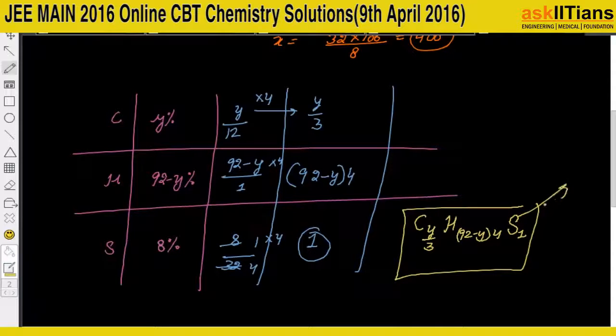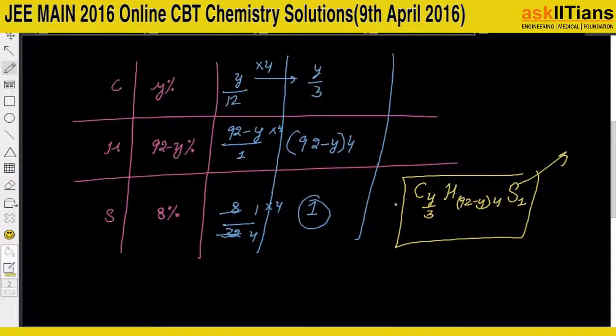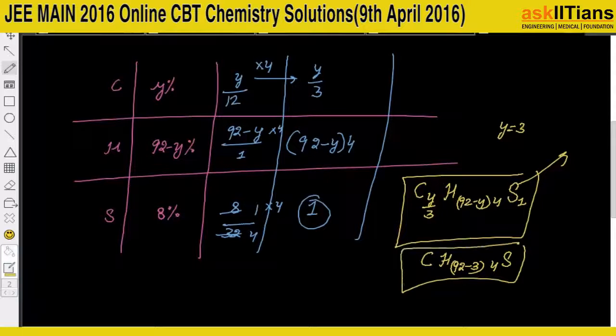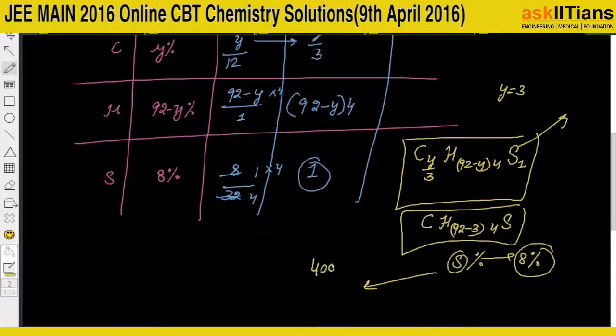Now you take any percentage of sulfur, or any value of Y. Let us take the value of Y as 1. So if I take the minimum value of Y, or let me say Y will be taken as 3, this becomes C, H 92 minus 3 times 4, and S. So you take any value of Y and find out the percentage of sulfur, it comes out to be 8%. That means the total comes out to be 400 only, and hence this is the alternative method.